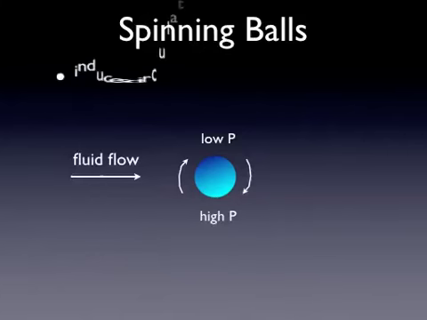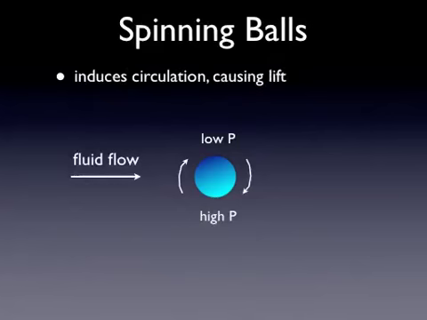So a way to look at this is what you've done is induced circulation around the ball, and you get low pressure above it, high pressure below it, and that causes lift. So by spinning a ball, you can generate lift. And lift isn't always up, right? In this case, it's solely a function of the axis of rotation.